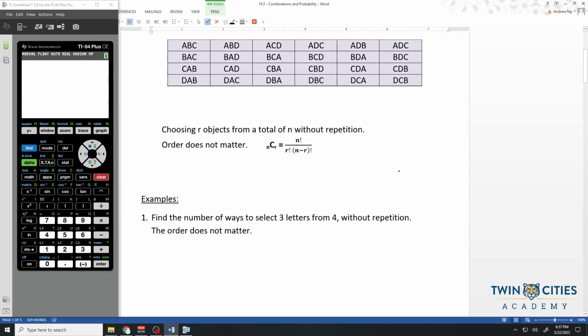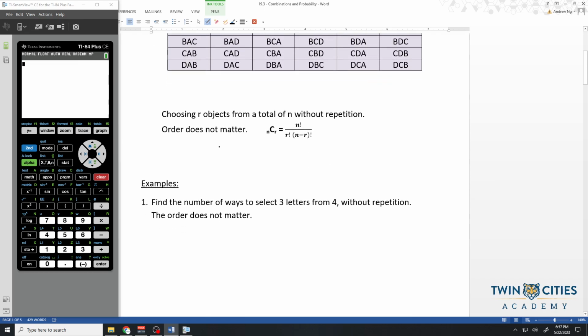Here we'll use the following. Choosing r objects from a total of n without repetition, order does not matter. We've got nCr equals n factorial over r factorial, n minus r factorial. So the difference in formula here between this and the permutation is having this r factorial in the bottom.